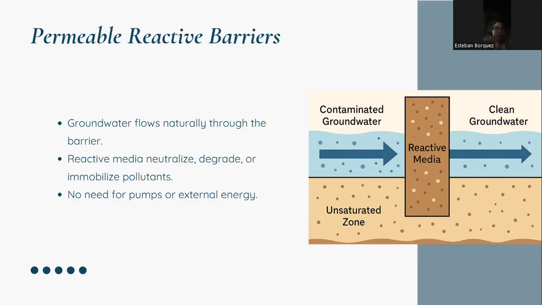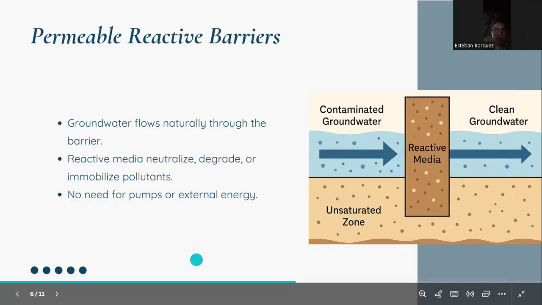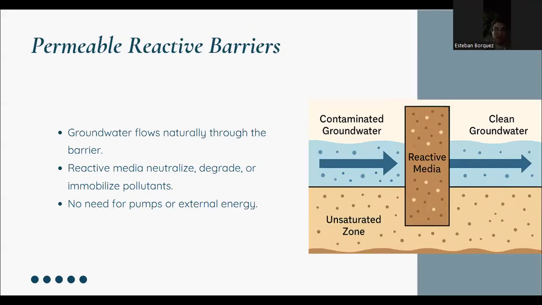Now we are going to talk about the PRB, permeable reactive barriers. The groundwater flows naturally through the barrier, and then the reactive media neutralize, degrade, or immobilize pollutants, with no need for pumps or external energy. Here is a picture of the PRB, and in the middle we have the reactive media.